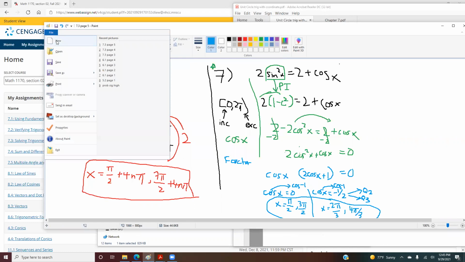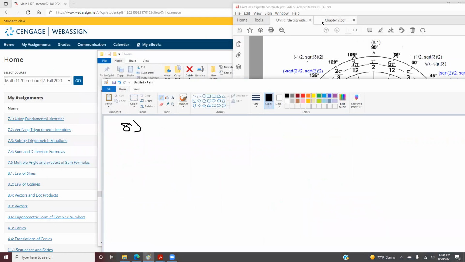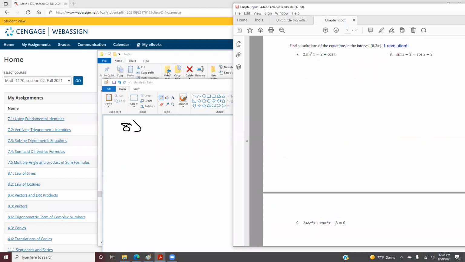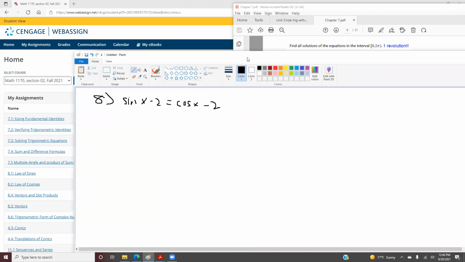We'll do the last two, number 8 and number 9. So question number 8 is given as: sine x minus 2 equals cosine x minus 2. The good news is the minus 2 and the minus 2 will cancel out, because when you add 2 on both sides, it's 0. So what we're left with in this case is sine x equals cosine x.